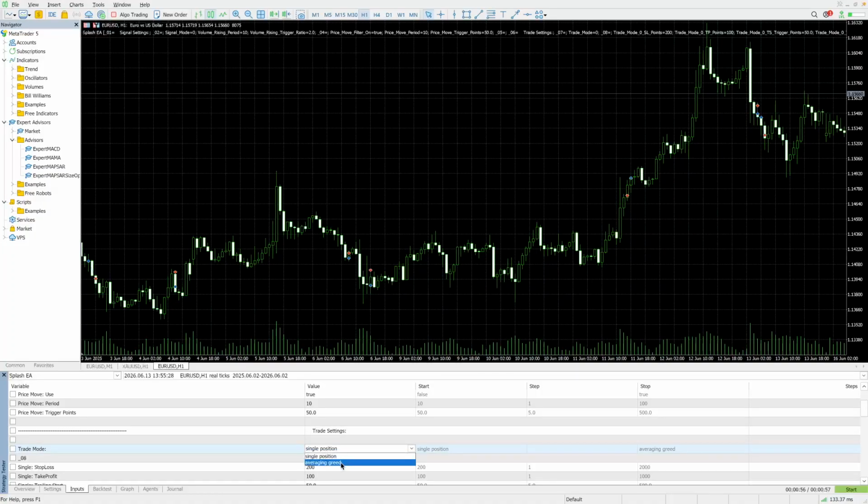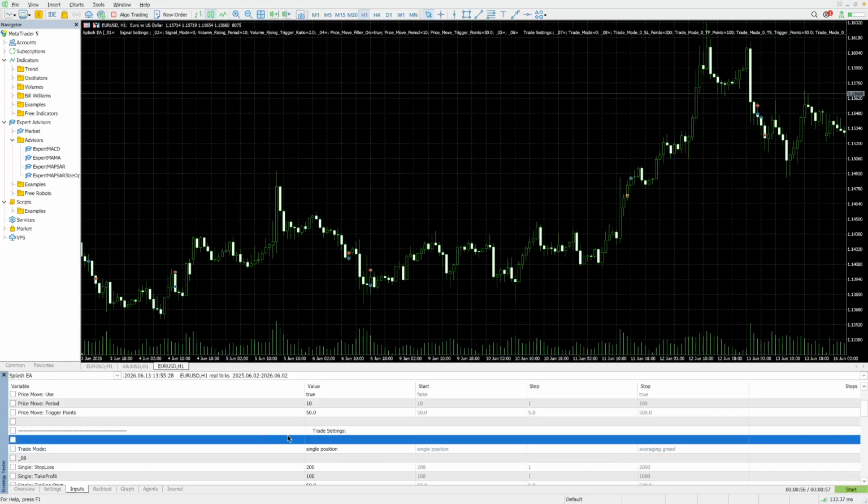Now you want the single or you want the averaging grid. The grid here is spelled as greed. That's an emotion for someone to want a lot. Yeah, basically. But for this backtest, I used the single position, and this is the default settings from the developer with nothing changed.